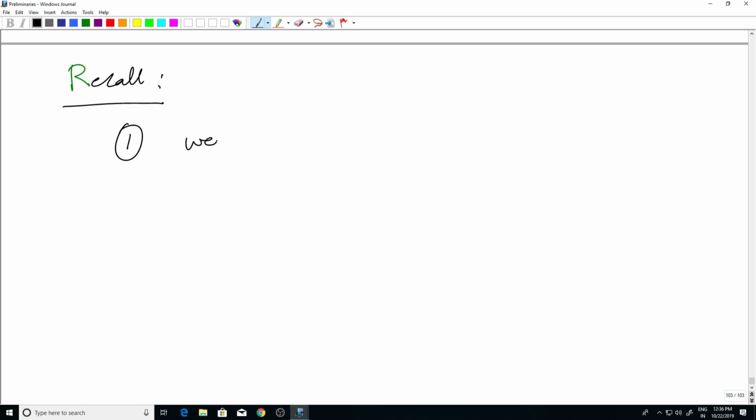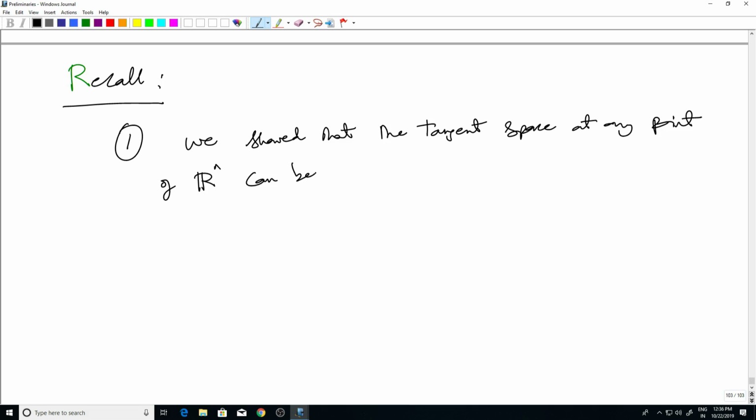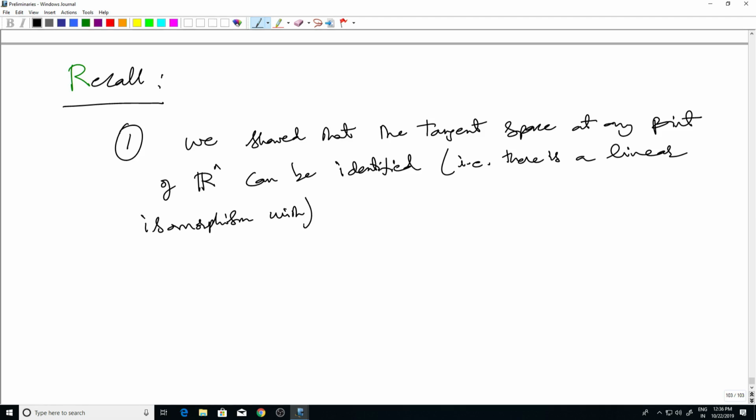We started by discussing the case of the manifold being Rn itself. In this case we showed that the tangent space at any point of Rn can be identified, in other words, there is a linear isomorphism with Rn.